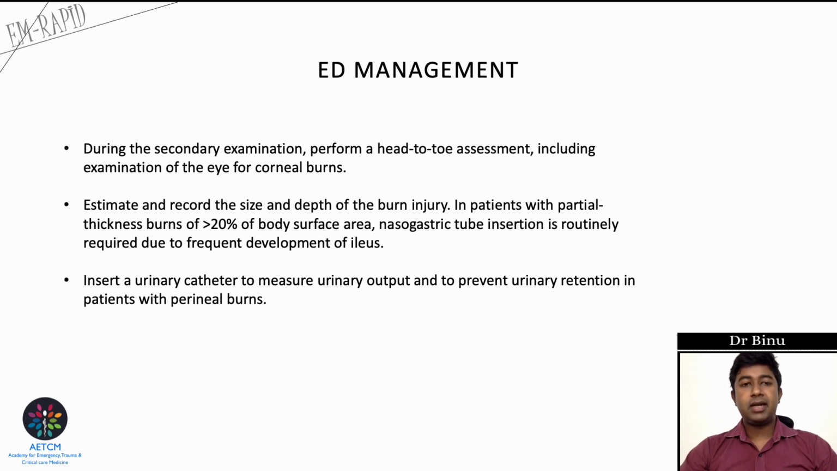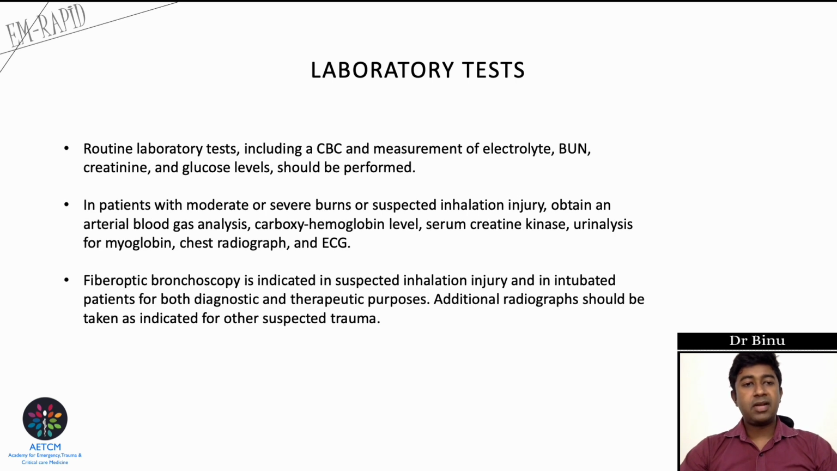Estimate and record the size and depth of the burn injury, and in patients with partial thickness burns of more than 20% of body surface area, nasogastric tube insertion may be required due to frequent development of ileus. Insert a urinary catheter to measure the urinary output and also to prevent urinary retention in patients with perineal burns. Routine lab tests including a CBC and measurement of electrolytes, blood urea nitrogen, creatinine and glucose levels should be performed. In patients with moderate or severe burns or suspected inhalation injury, obtain an ABG, carboxyhemoglobin levels, serum creatine kinase, urine analysis for myoglobin, chest X-ray and also an ECG.